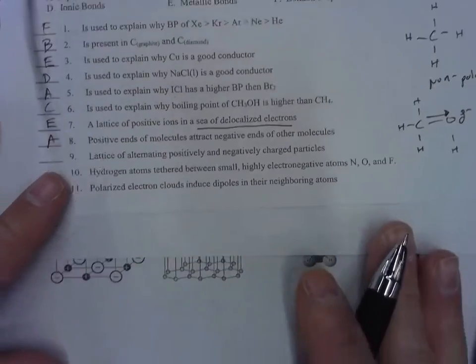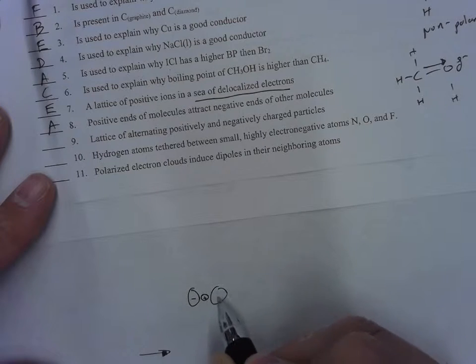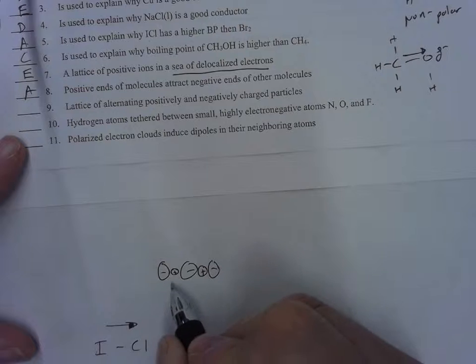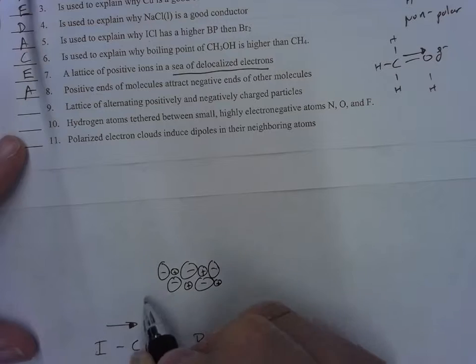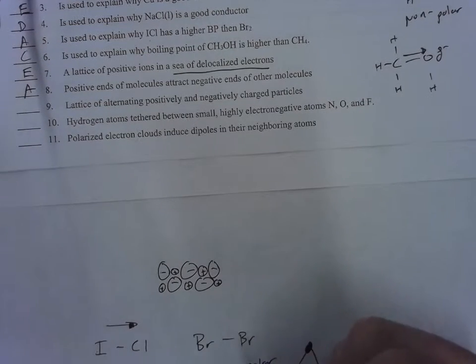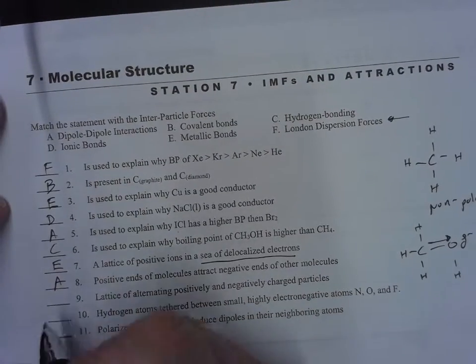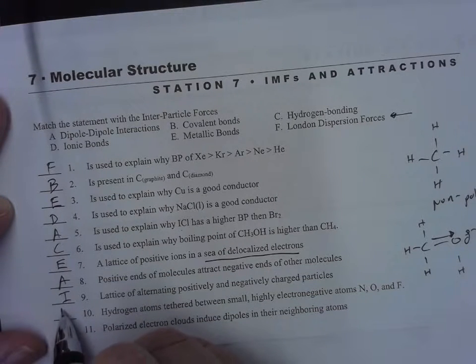Okay, the key is this now. Here is the key to understanding that question. You got positive, negative. That's a salt. Positive, negative, ionically attached to one another in a lattice. A salt, all salts are ionic. Those are ionic bonds. Hydrogen atoms tethered between small, highly electronegative atoms of N, O, and F. That is the definition of a hydrogen bond.